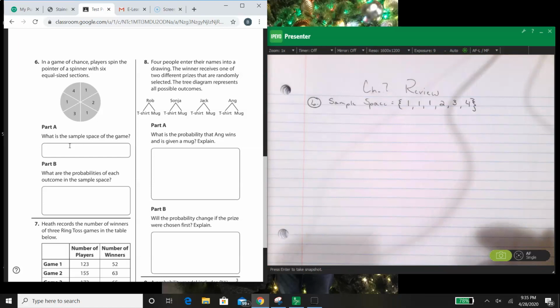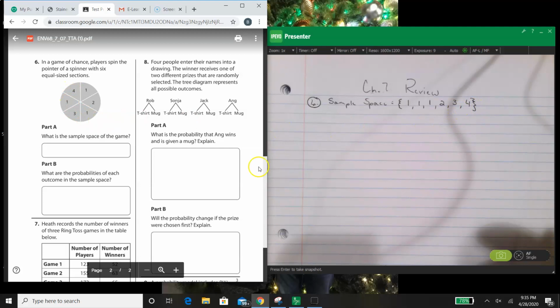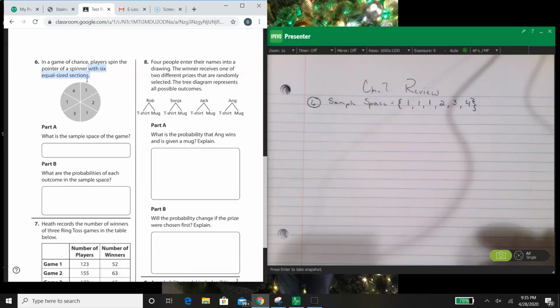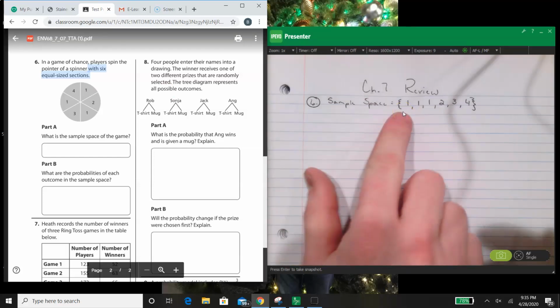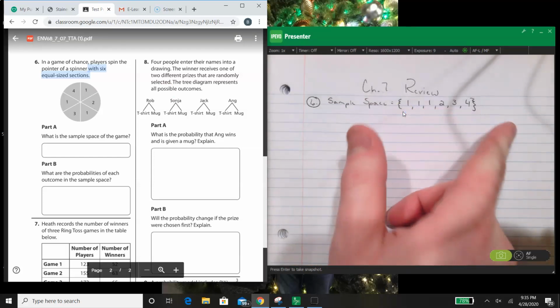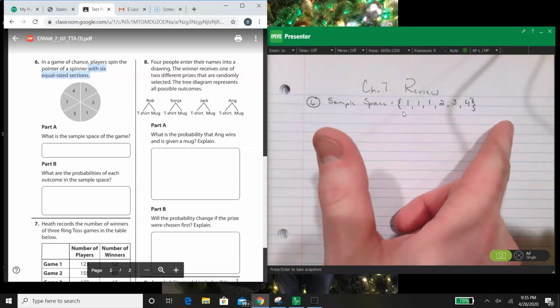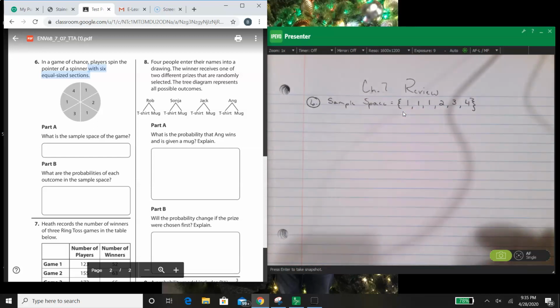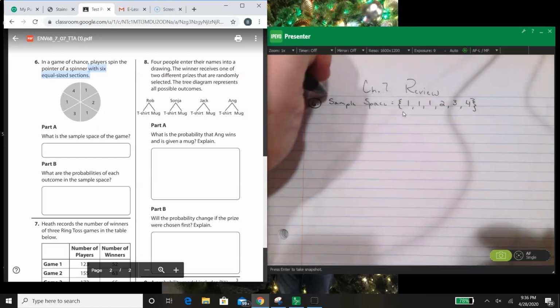All I did is look at my spinner, look at all my options, and copy those straight down. Another thing to note, guys: in number 6 it says the player spins the pointer with 6 equal-sized sections. That means you should have 6 answers in your sample space, which I do. I've got 1, 2, 3, 4, 5, 6. So it matches. It makes sense. If you only have 5, or maybe only 4, you know you're missing something. So here's part A, the sample space.